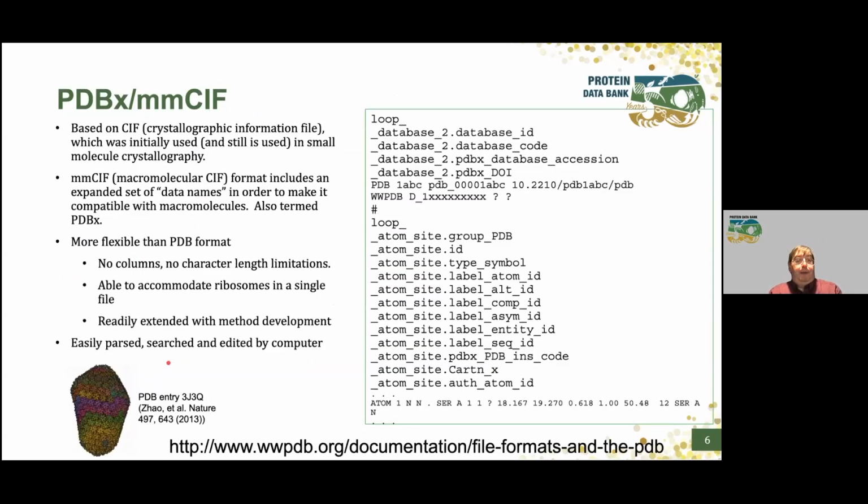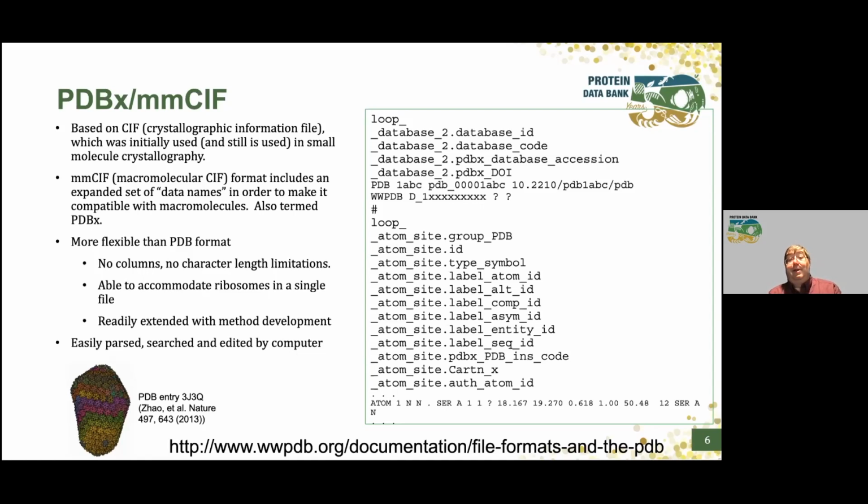So in the late 90s, from around 91, 97, there was the development of PDBx and mmCIF. So for some of you who are familiar with small molecule crystallography, the original CIF, crystallographic information file, which was developed or approved in 1991, and it is still used in small molecule crystallography today. So it's perfectly good format. The goal was to expand it to macromolecular CIF, a format that included an extended set of data items to make it compatible with macromolecules.